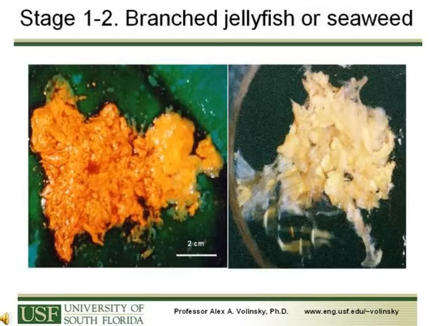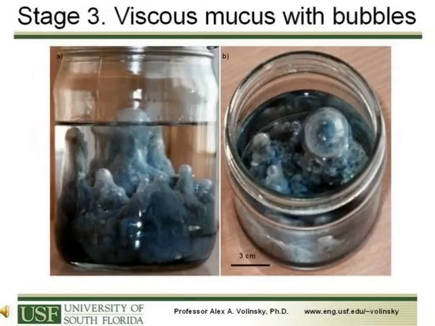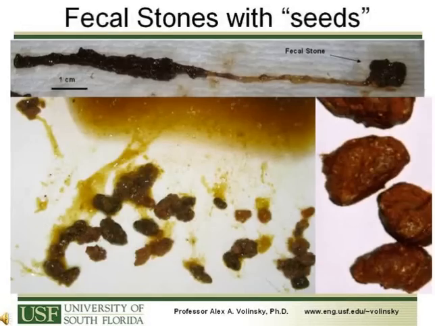Here's this transition that he showed of the jellyfish to the seaweed kind of thing. And here's another one, which is the branchy, bush-like form. So you've seen these pictures, and I'm going to skip that. The fecal stones.